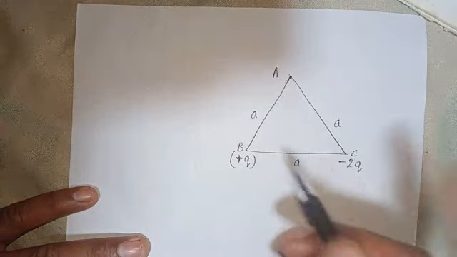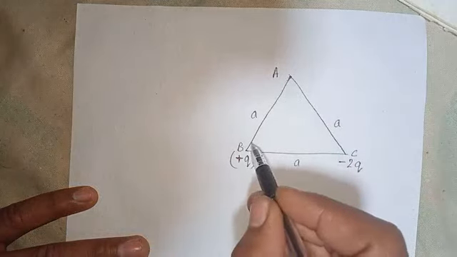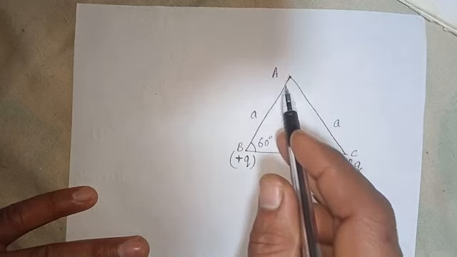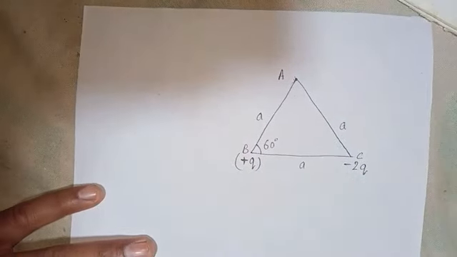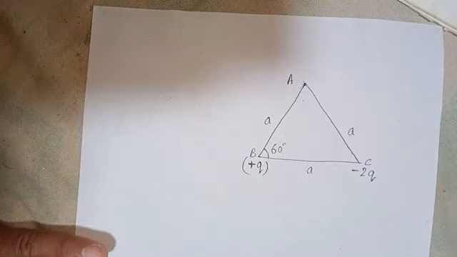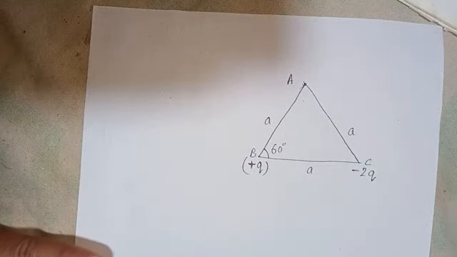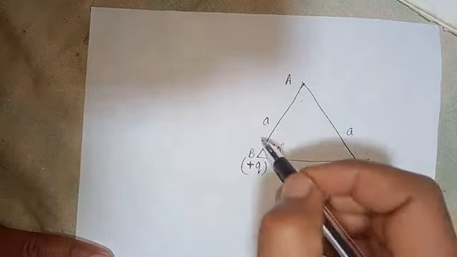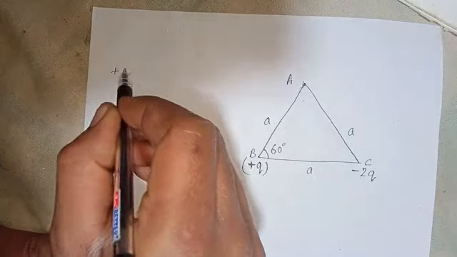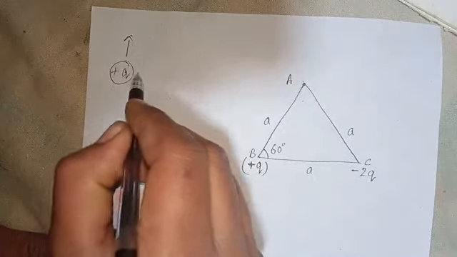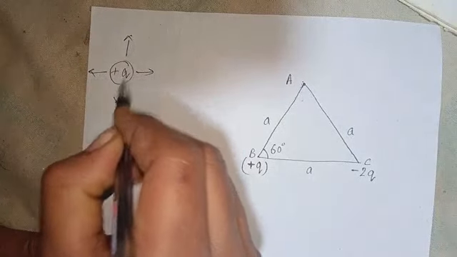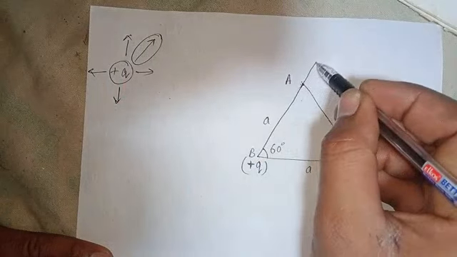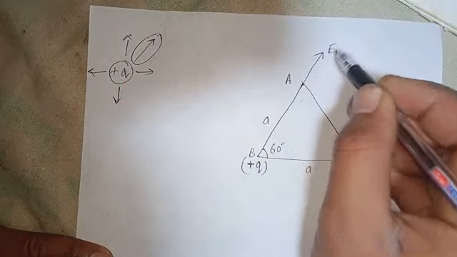Since it is an equilateral triangle, each angle of this triangle will be equal to 60 degrees. This will also become 60, this will also become 60. Let us suppose E1 is the electric field due to this plus q charge. As we all know, because of plus q charge, the electric field is always outward. So if we consider this arrow, because of this charge, electric field E1 will be in this direction.